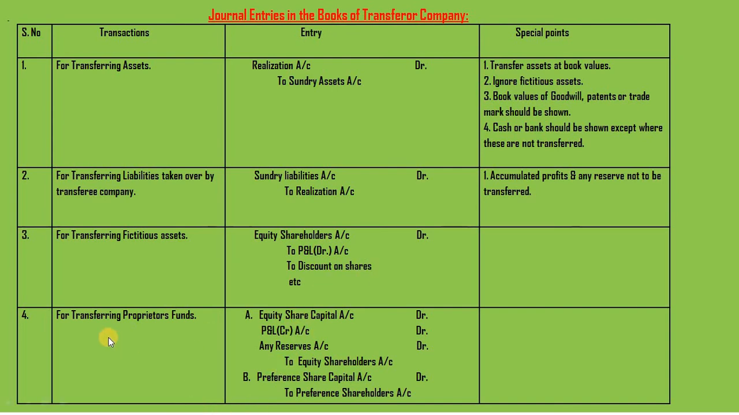Point number 4. For transferring proprietors fund, it means various capitals. Okay. First, equity shareholders capital account debit, then profit and loss account debit, or any other reserve. All these accounts which are in the balance sheet should be transferred to credit side of the equity shareholders account. Right. Okay. Second thing is, if there is a preferred share capital, then that capital will also be transferred to equity shareholders account. Why are we transferring capitals and reserves to the equity shareholders or preferred shareholders account? Because now time has come to liquidate and close down the business. So because of that, now we are transferring capitals and reserves to their account to make final settlement of the account.